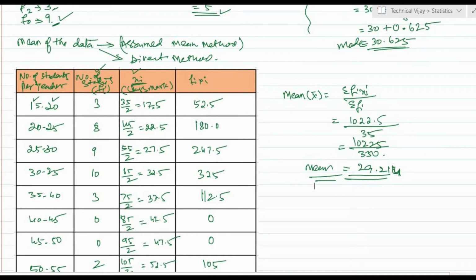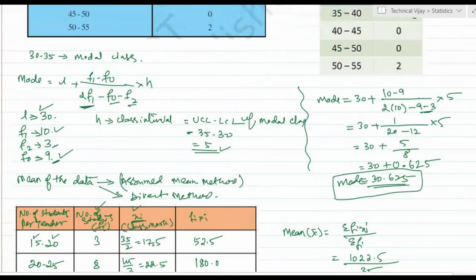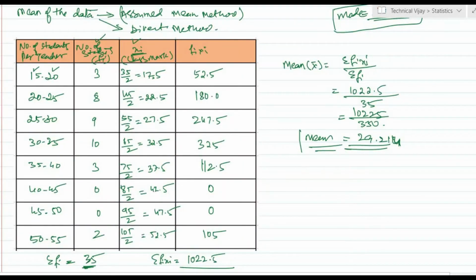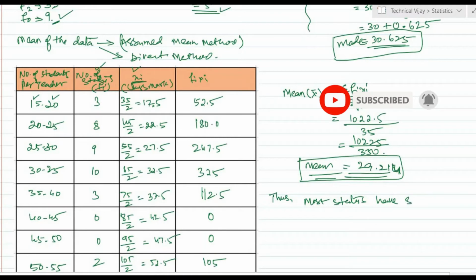Okay. Thus, the most common student teacher ratio among states is 30.625, which is the mode, and the average student to teacher ratio is 29.21. Here the mode value is equal to 30.625, and the mean value is equal to 29.214. From this it is understood that most states have student teacher ratio 30.625, that is the mode. Here I can write, thus most states have student teacher ratio 30.625.